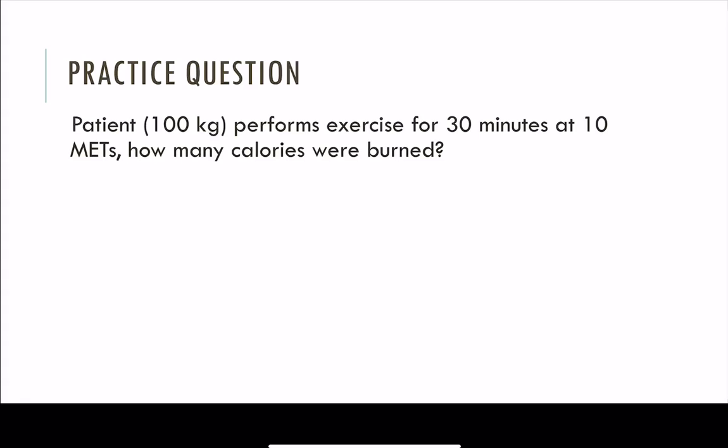So here's just a practice question. A 100 kilogram patient performs exercise for 30 minutes at 10 METs. How many calories were burned? There's a metabolic cheat sheet you can use to solve this problem. And it is based on the fact that 1 MET is equal to 3.5 milliliters per kilogram per minute, right? Because that's how we came up with the idea of a MET.